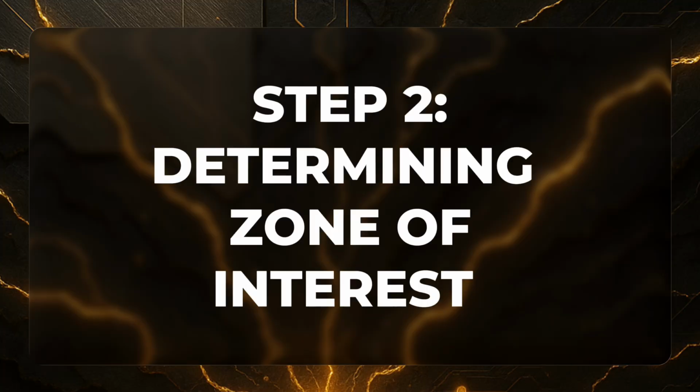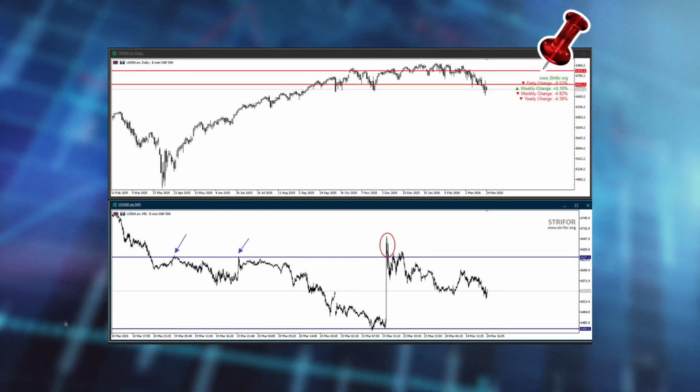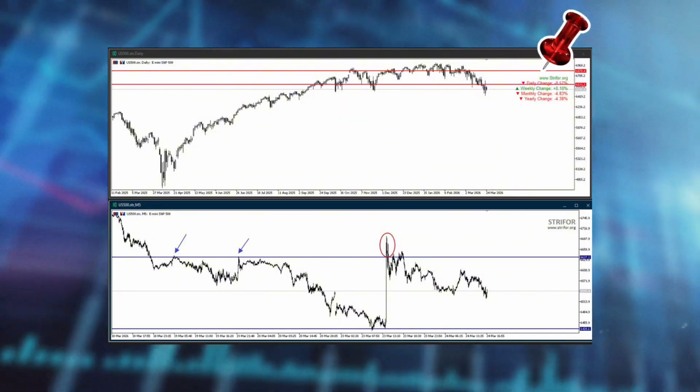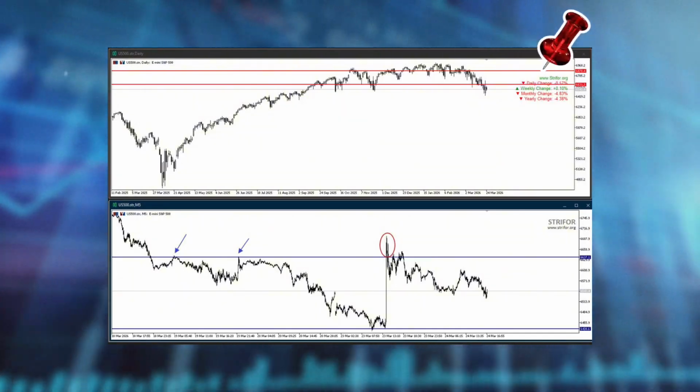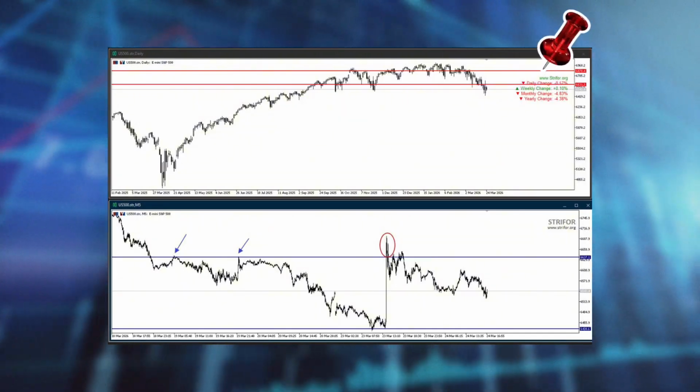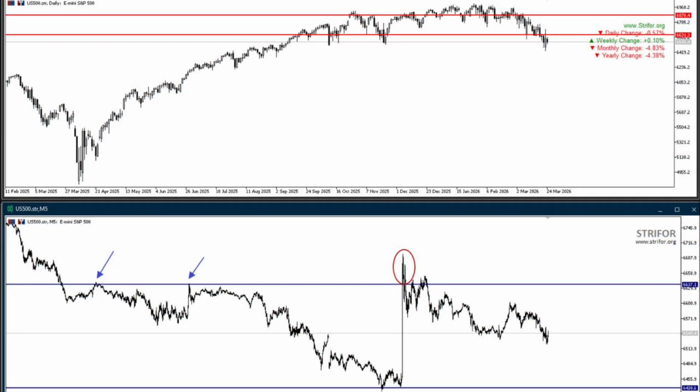Step 2. Determining zone of interest. Next, look for where on the chart it makes sense to work. These can be zones of strong movement stop, zones of impulse start, range boundaries, liquidity levels. If price is in the middle of a range, trades are not considered.